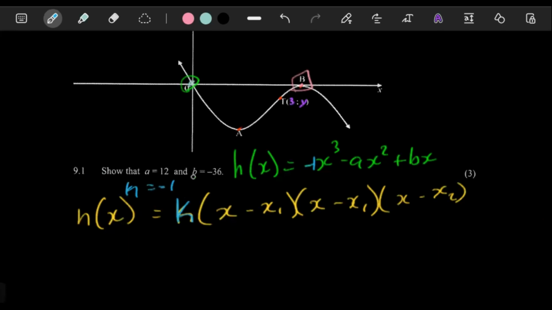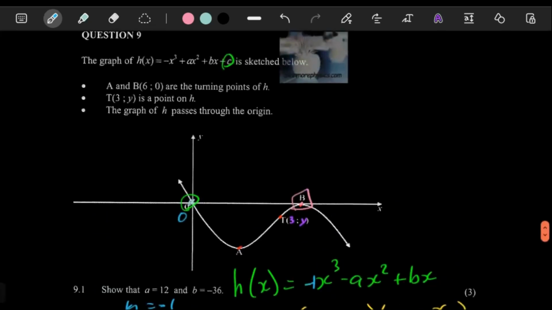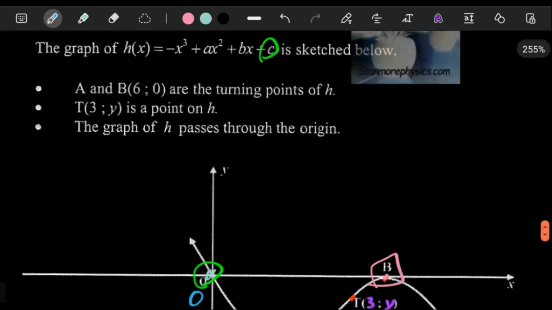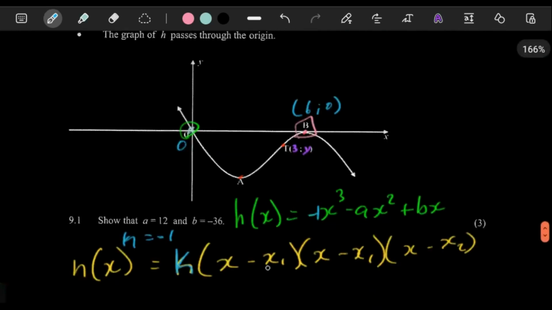So k here is negative 1 by default. We have k. We don't have any of these, but we at least have this second one. It's a 0. And a coordinate that the graph passes through, we don't have. So wait, we do. They told us B is (6, 0). Whoa, okay, that's good news. So it means we have this here, this number here is a positive 6. You see?